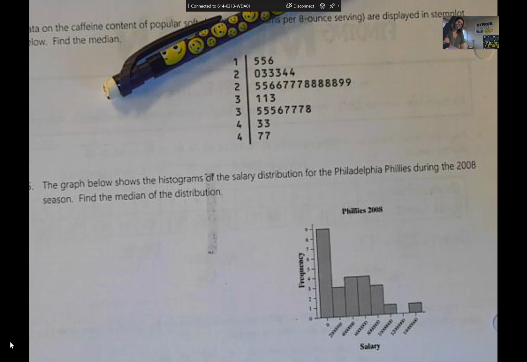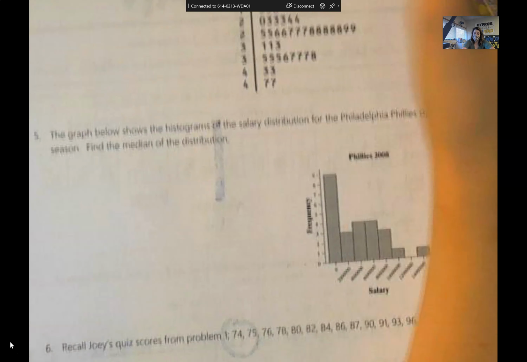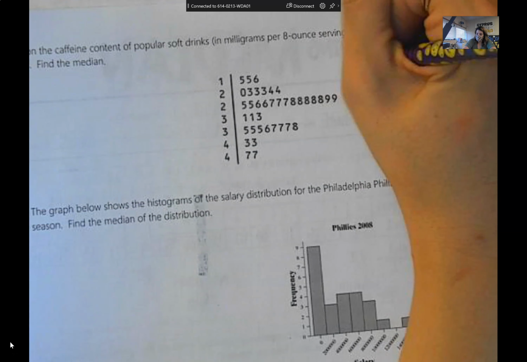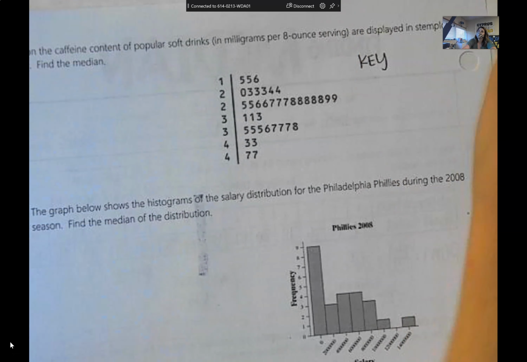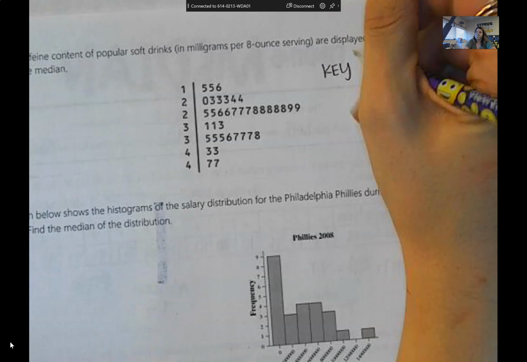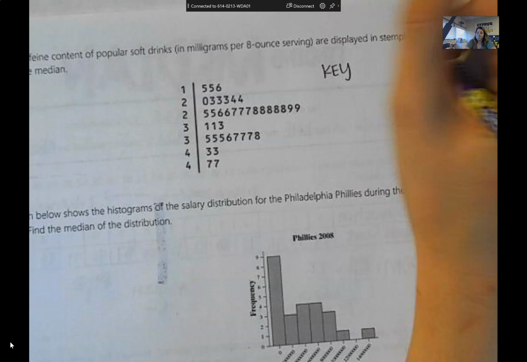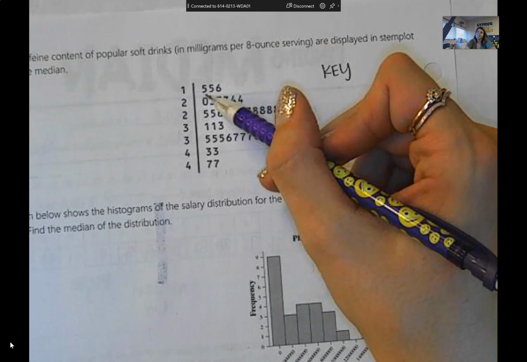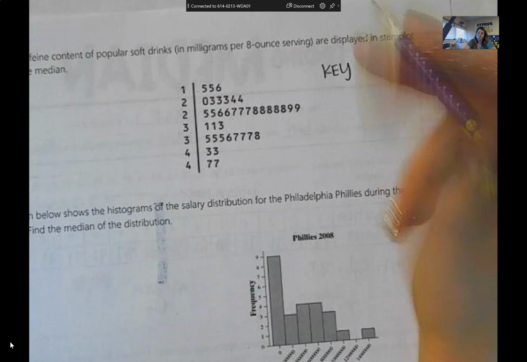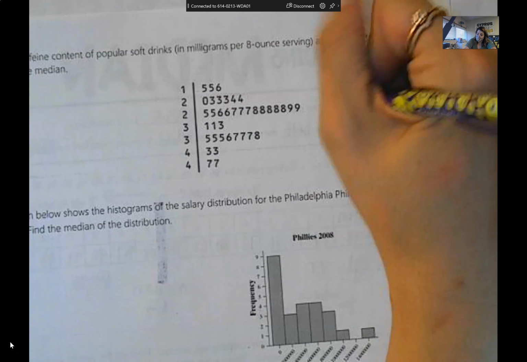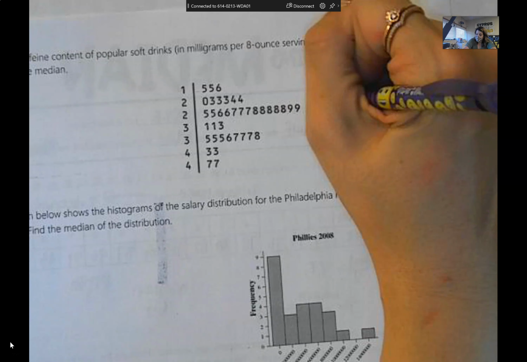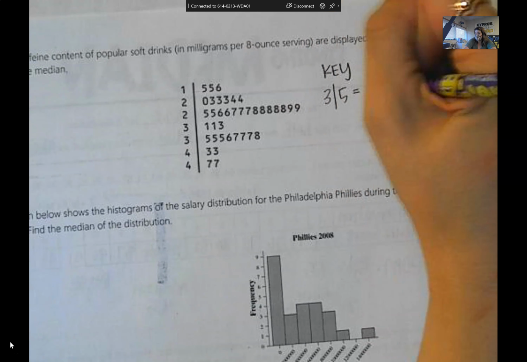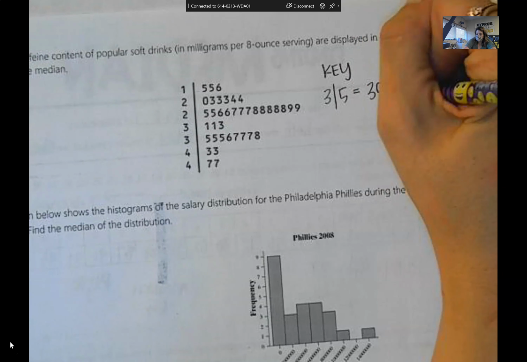What do we need on this stem plot? Nobody knows? The key. Gold star if you said that. So I know the key because I know this problem, but without the key, how do we know if this is 1.5 milligrams, 15 milligrams, 15,000 milligrams? We don't know. So to read this, let's go 3 bar 5 is 35 milligrams.